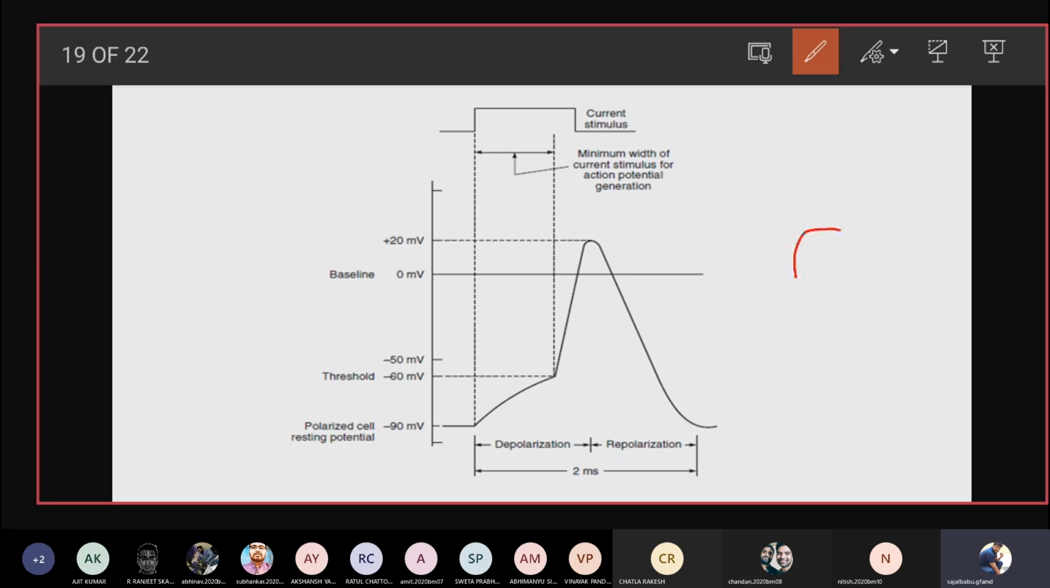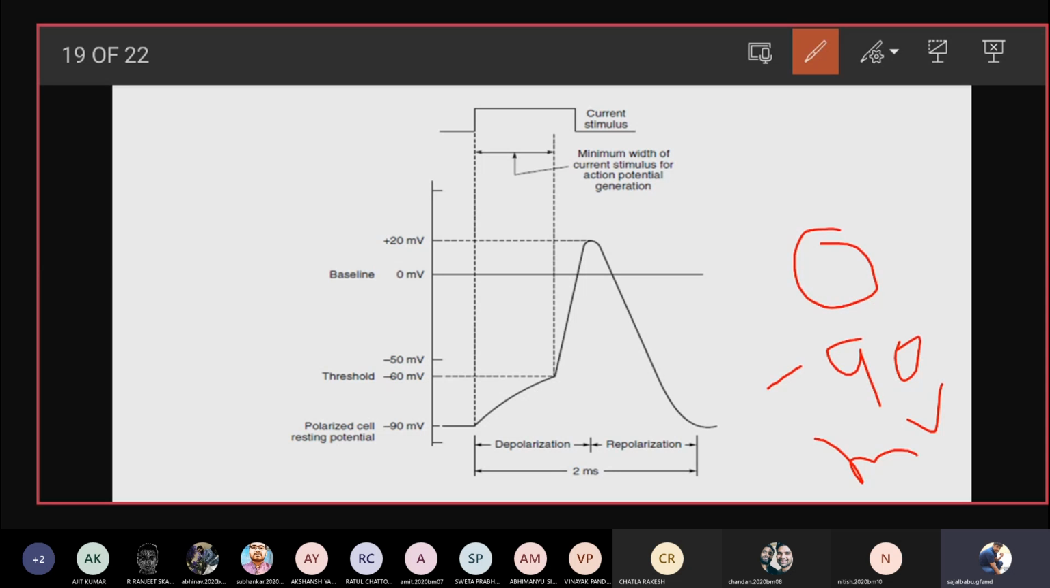So let us consider we are having a cell here, and the cell is in rest position. So the voltage here will be minus 90 millivolts, because at the rest time the resting potential will be minus 90 millivolts. So now it is getting a stimulus.